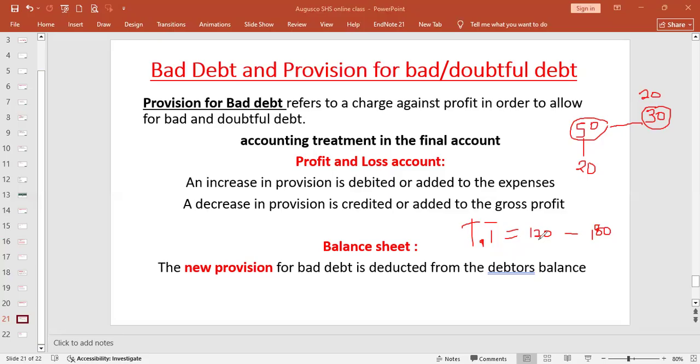Now, if there is an increase in provision, it is treated as an expense in the profit and loss account. But if it is a decrease, it is treated as a gain, so it is added to the gross profit as part of the other income. And this is very simple. Remember, from the beginning, I indicated that you are making this provision from your profit, right? So let's say you have a profit of 100 cedis, and then you make a provision of 20 cedis out of it.